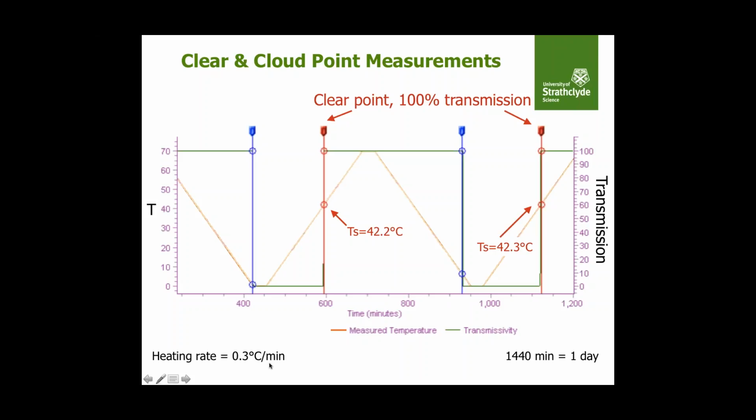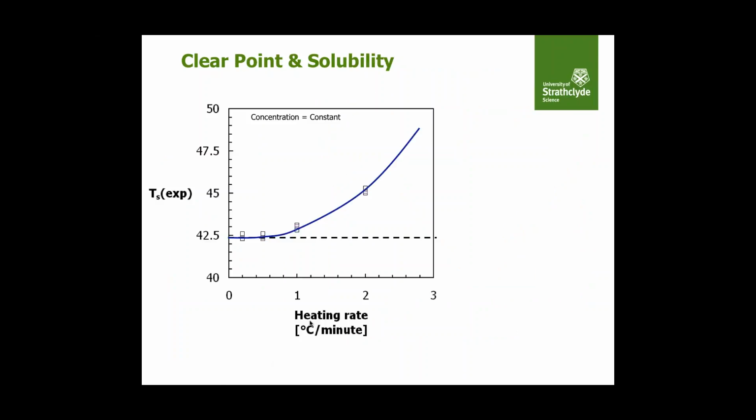I usually use a heating rate of 0.3 degrees per minute, and that is because these crystals need some time to dissolve. Here is the clear point temperature as a function of the heating rate. If you have relatively fast heating rates, say more than 1 degree per minute, you would measure higher clear points, because then the crystals cannot dissolve fast enough in the measurement. That's why we usually use a heating rate of about 0.3 degrees per minute.